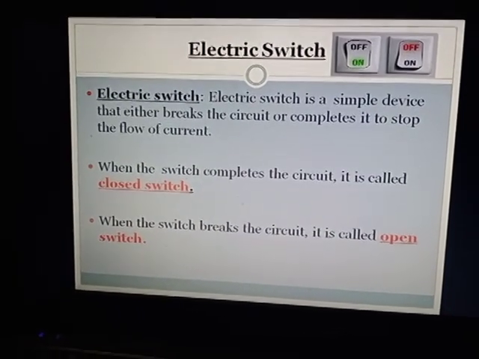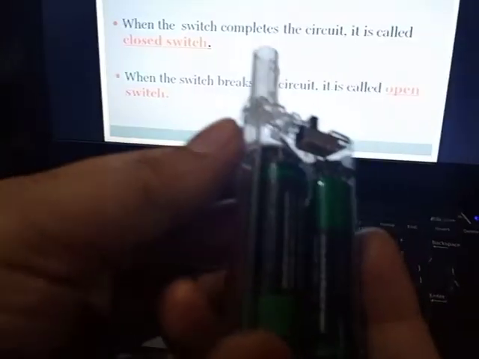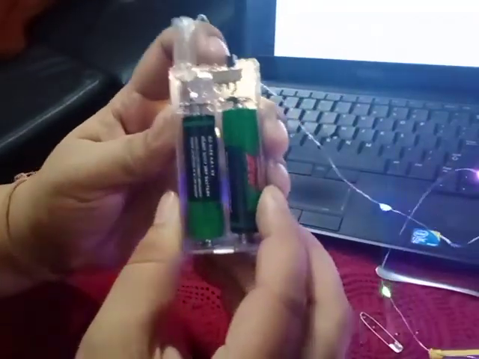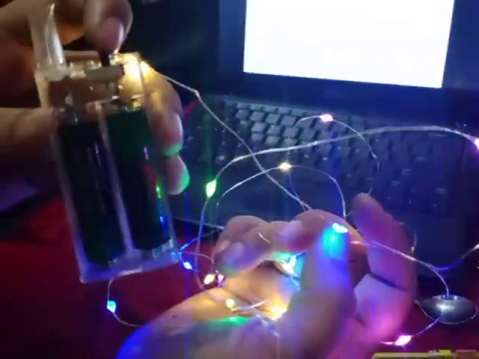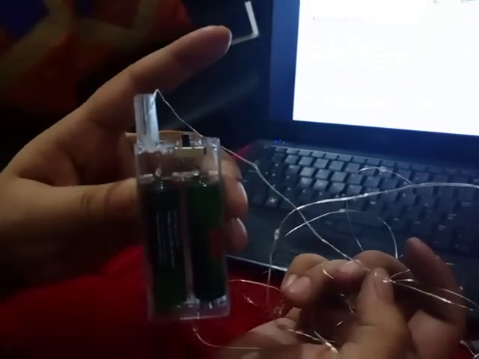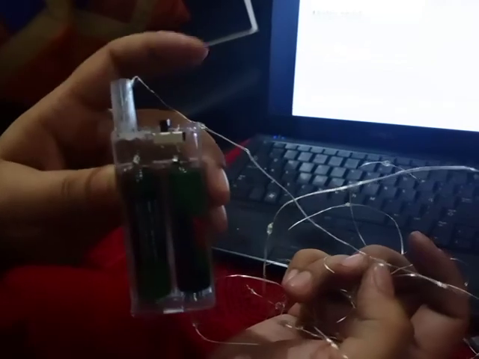Here in this circuit also, this is a switch. If it is in on position, this LED will light up. So the circuit got completed. If I put it off, then the circuit gets broken.